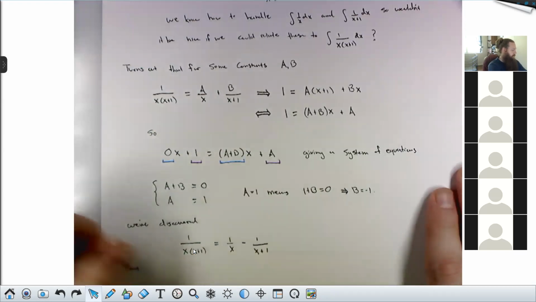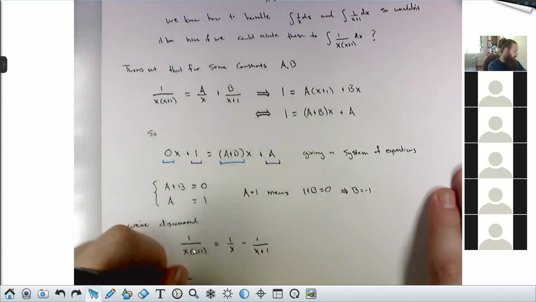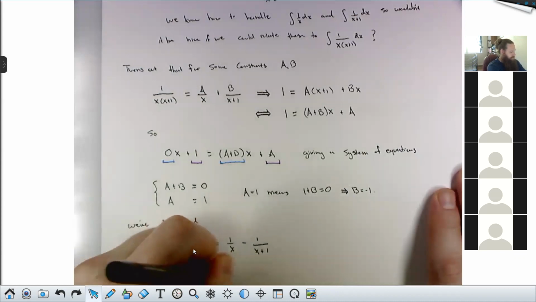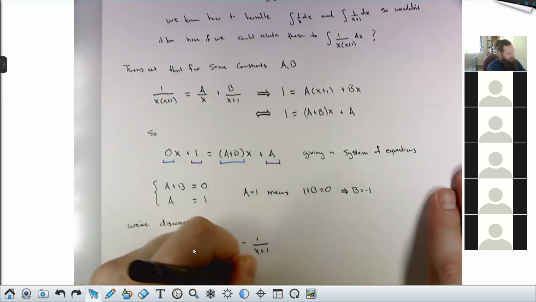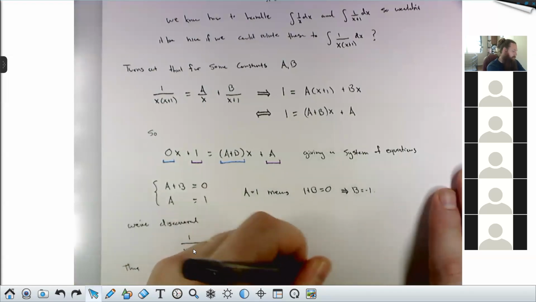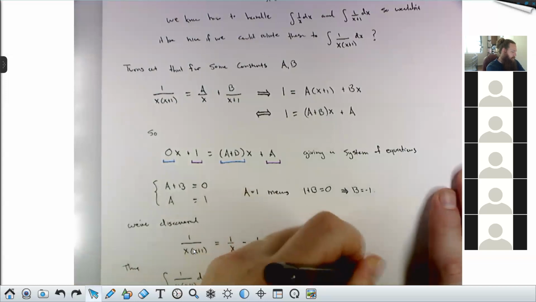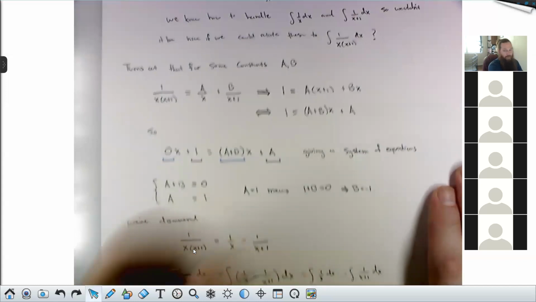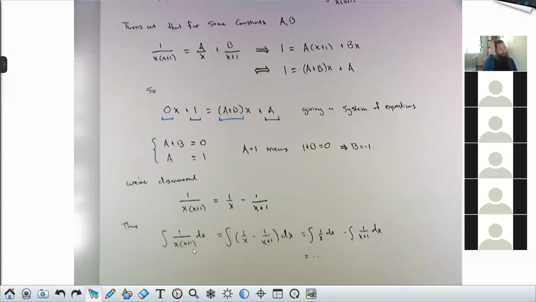Thus, the integral of 1 over x times x plus 1 dx is equal to the integral of 1 over x minus 1 over x plus 1 dx. And then you can split that up as the integral of 1 over x dx minus the integral of 1 over x plus 1 dx, and you can carry on from there.